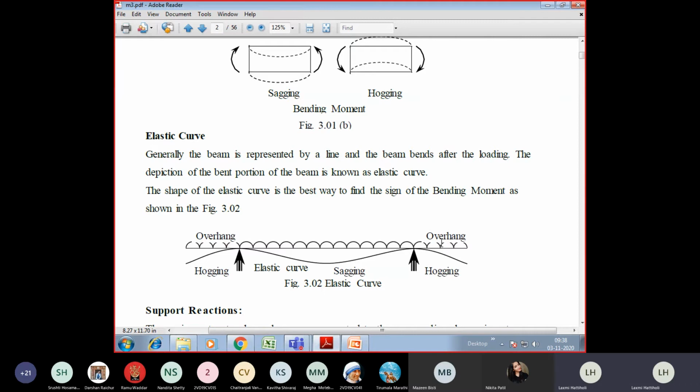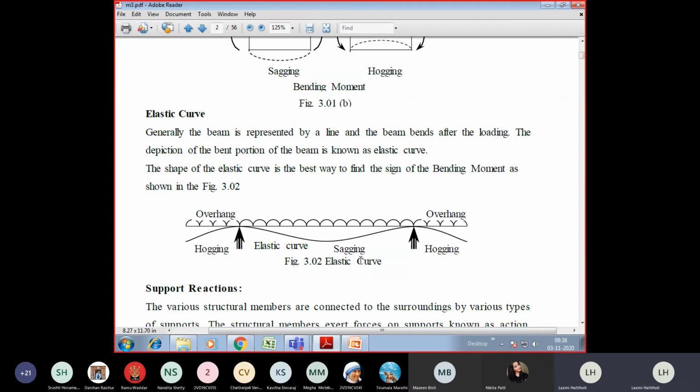Now, how many sides has this particular beam been overhanged? Both sides. Here, the left side is overhanged, and the right side is also overhanged. So this is a both-side overhang beam. So I have represented this beam by a line, right? Now, these are the reactions that have been generated, RA and RB.